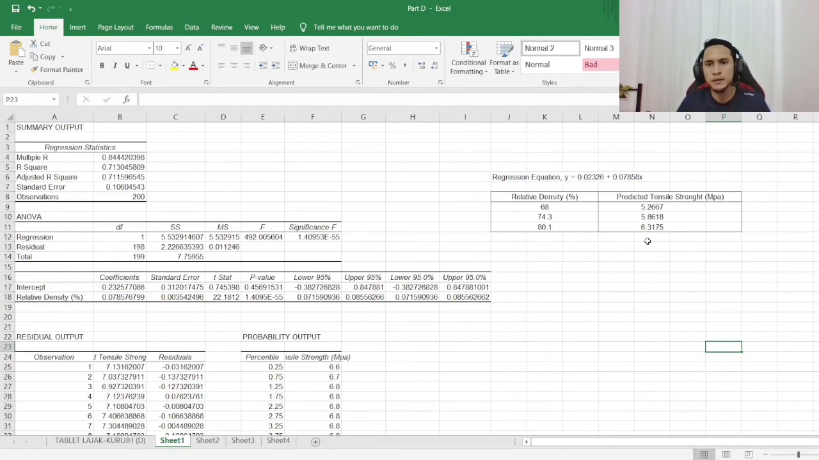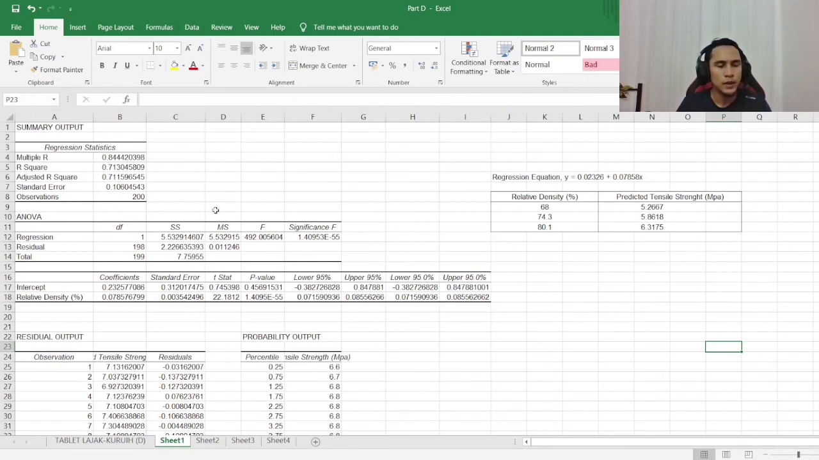The question asks to find the predicted tensile strength when the relative density is 68%, 74.3% and 81%. So we just substitute these values in x. So for 68%, the value for predicted tensile strength is 5.2667, and for 74.3%, the value is 5.8618, and for 80.1, the value is 6.3175. From the result, we can get the correlation coefficient, and that is 0.8444.